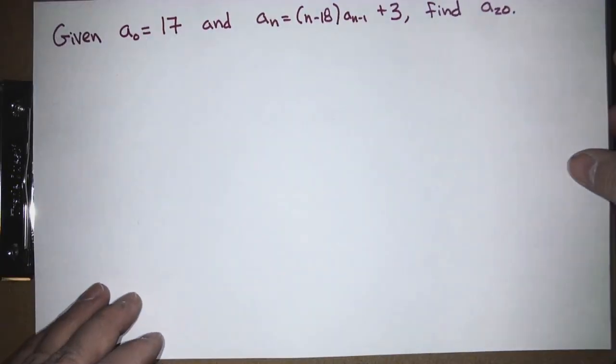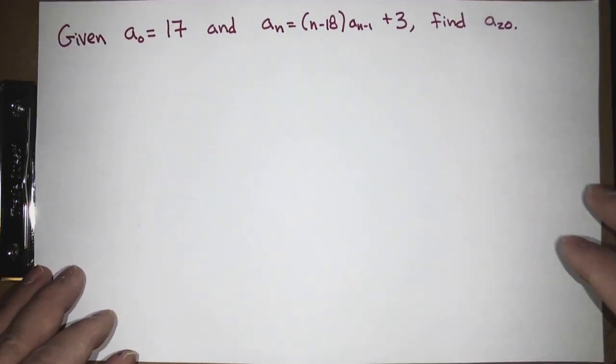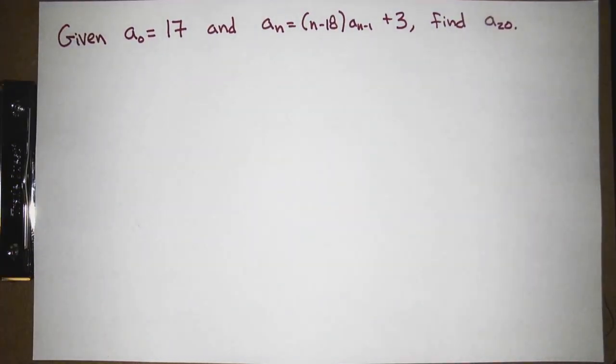All right, well, let's do a quick problem. Our last one for sequences. So, given A0 is equal to 17, and A sub n is equal to n minus 18, A sub n minus 1 plus 3, find A sub 20.